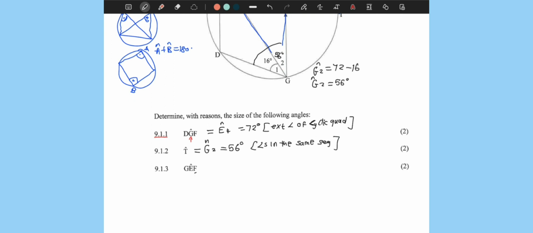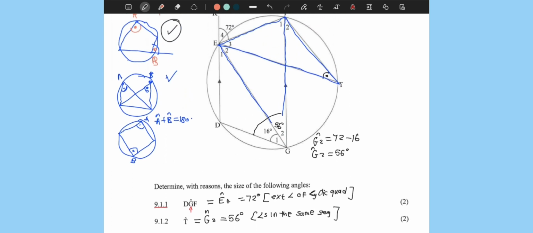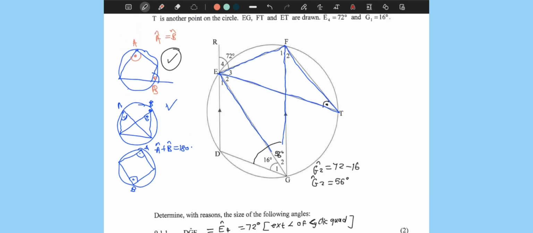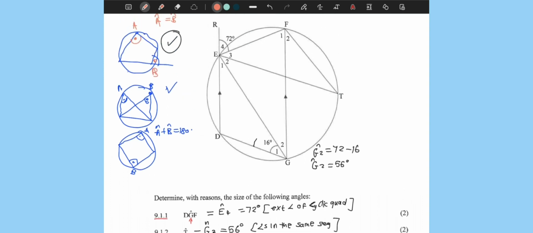Right, so lastly we have to do 9.1.3. They want us to find GEF. Let's go and check. I'm removing again, and let's highlight the D. Let me go back and check GEF.